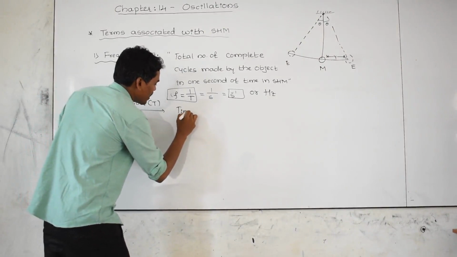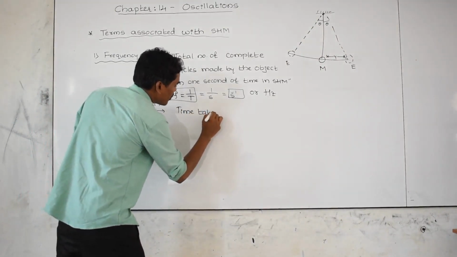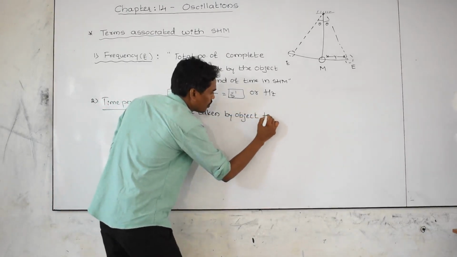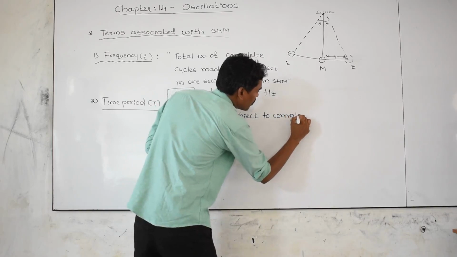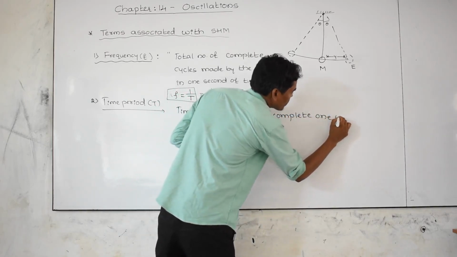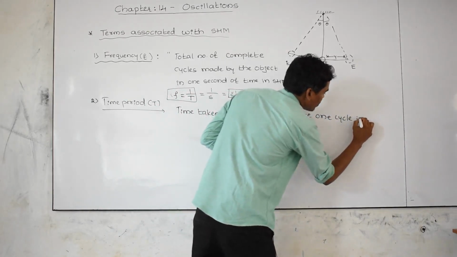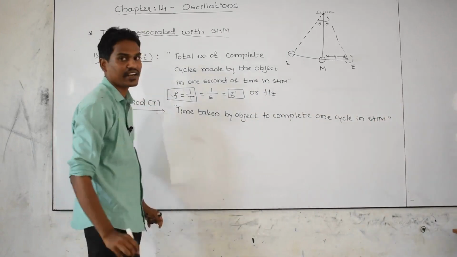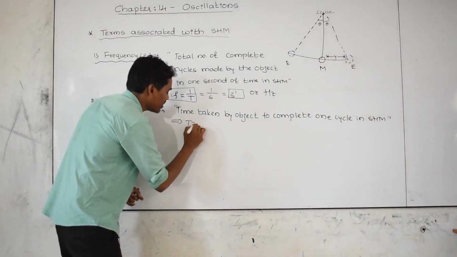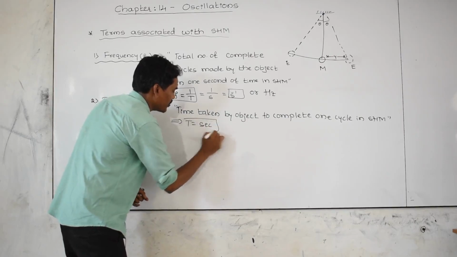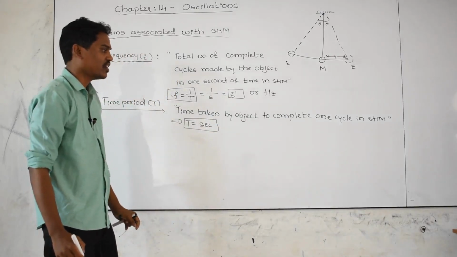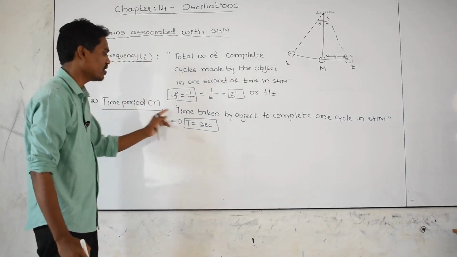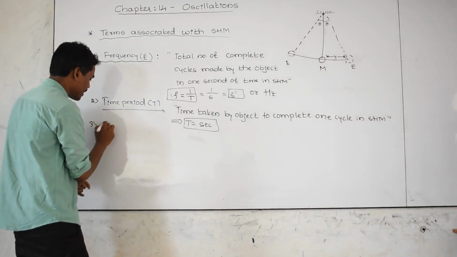It is the time taken by the object to complete 1 cycle in SHM, called time period, indicated as capital T. Its SI unit is second, because the time SI unit is second. The time taken by the object to complete 1 cycle is called a time period, and its unit is second. And the third important term, amplitude.